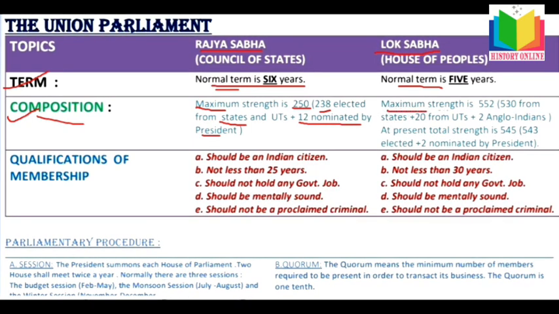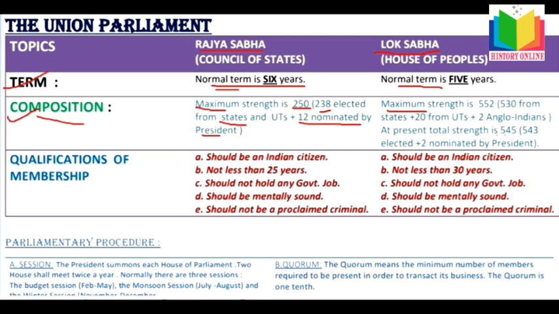And the maximum strength is 552 in Lok Sabha. Out of 552, 530 from states plus 20 from union territories and 2 Anglo-Indians. Not more than 530 members shall represent the states, not more than 20 members shall represent the union territories, and 2 members of the Anglo-Indian community may be nominated by the President to the Lok Sabha in case he feels that this community is not adequately represented.